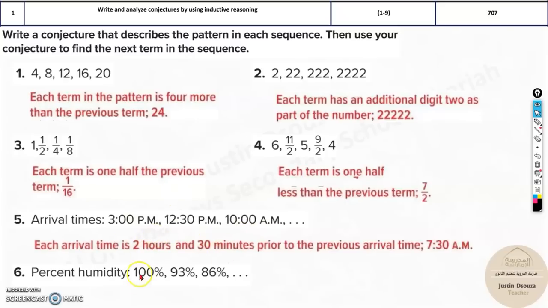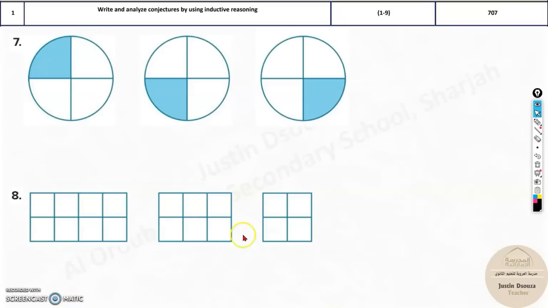Similarly, you can find the times. And over here, percentage humidity is reduced by 7. Over here, 7. So next one will be 79%. So that's the first step.